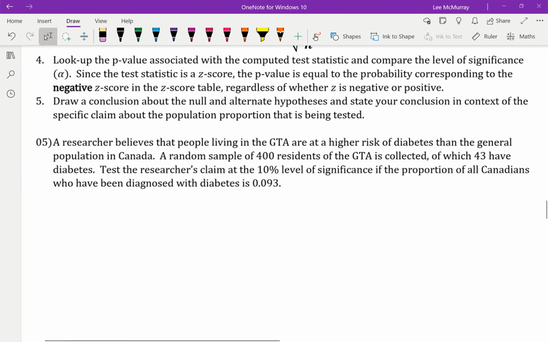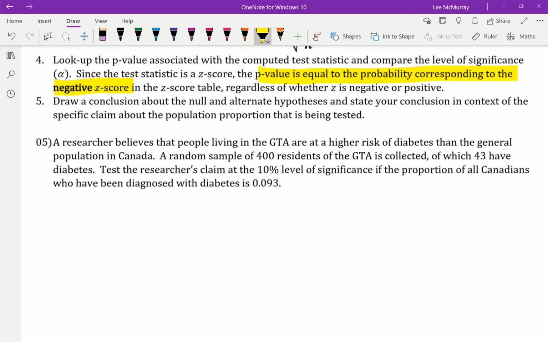Step 4 says to look up the p-value associated with the computed test statistic and compare to the level of significance alpha. Since the test statistic is a z-score, the p-value is equal to the probability corresponding to the negative z-score. So again, we looked at an example with that previously today, and that rule still follows. So I'm going to highlight that. The p-value is equal to the probability of the corresponding negative z-score.